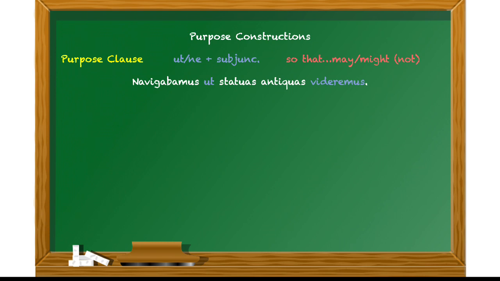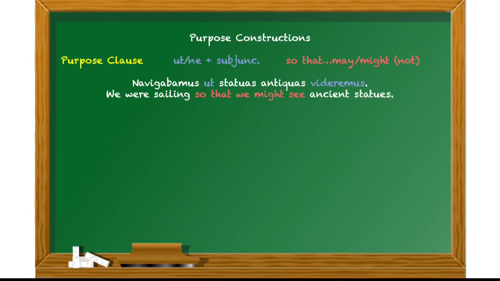Navegabamus ut statuas antiquas videremus. We've got the ut there. We've got videremus, the imperfect subjunctive, definitely a purpose clause. And the translation: we were sailing so that we might see ancient statues. As always, as we're going through this, feel free to pause the video and then press play when you're ready to go on.